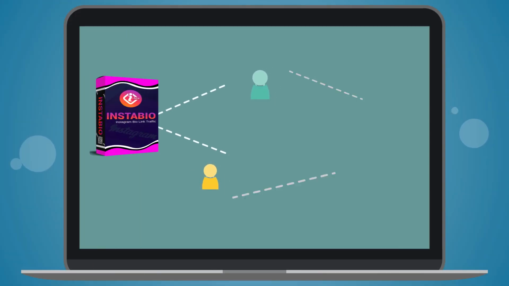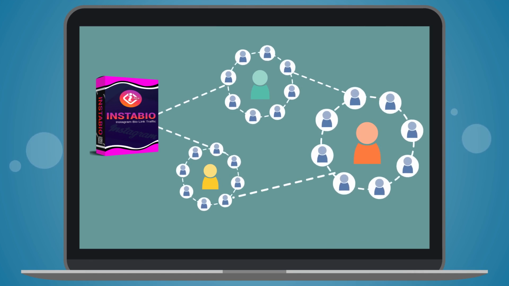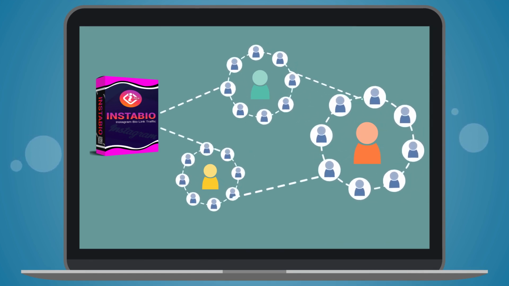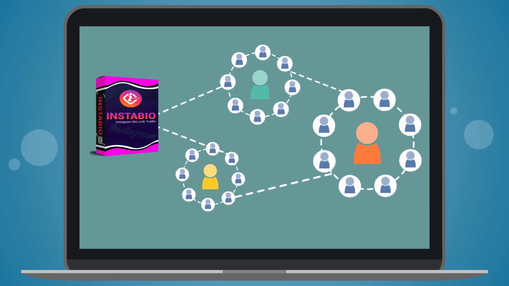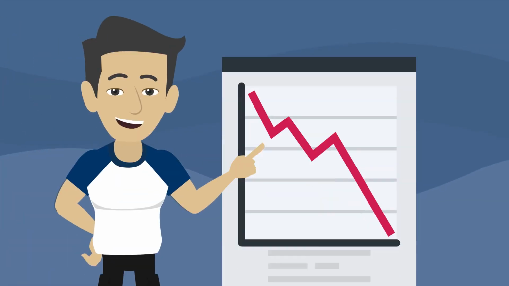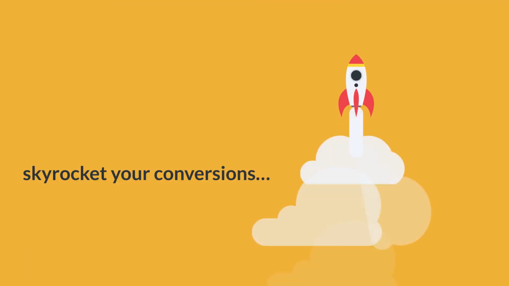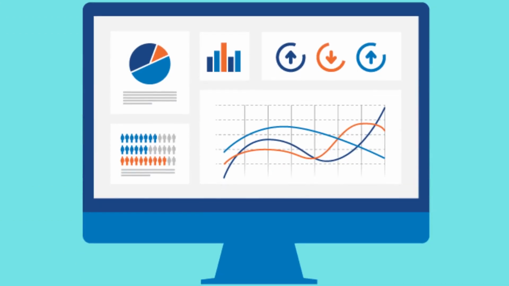And with Insta Bio Builder, you can add your retargeting tracking pixel, so you're able to run retargeting ads to everyone that lands on your brand new bio page. This is a highly effective way to lower your overall ad spend and skyrocket your conversions. Plus, you also get the ability to track all of your clicks inside the dashboard, so you can see which links and buttons are getting clicked on and which ones aren't.